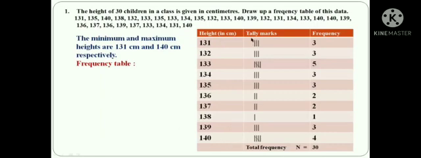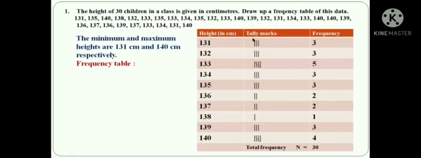Now in the frequency table you have to draw three columns: height in centimeters, tally marks and frequency. In height you have to start from 131 and end at 140. That is 131, 132, 133, 134, 135, 136, 137, 138, 139 and 140.